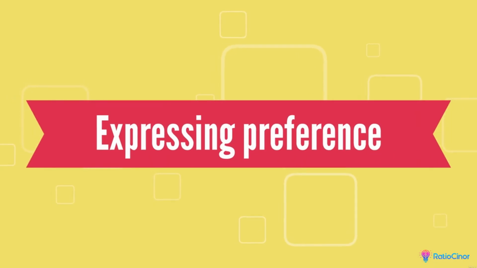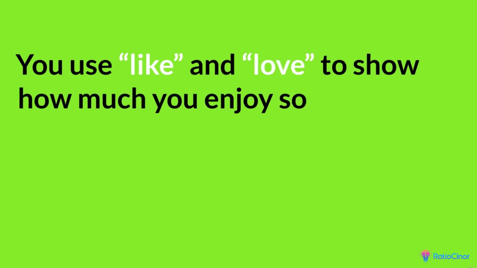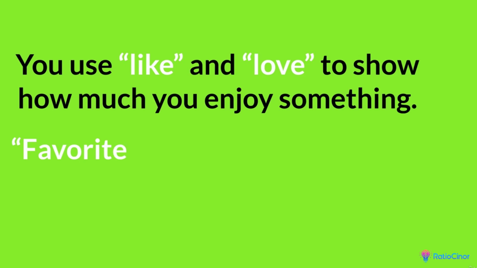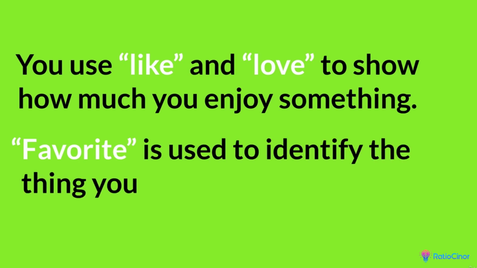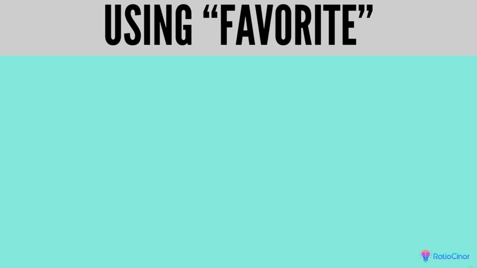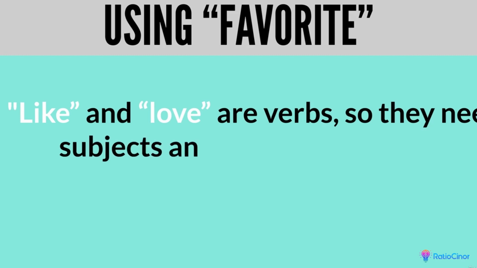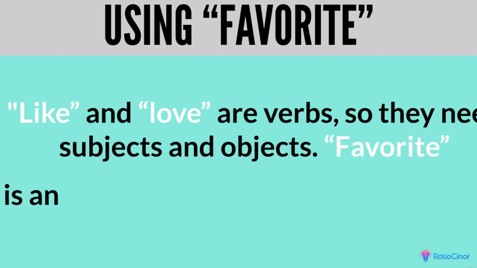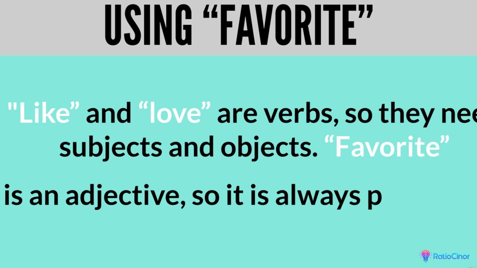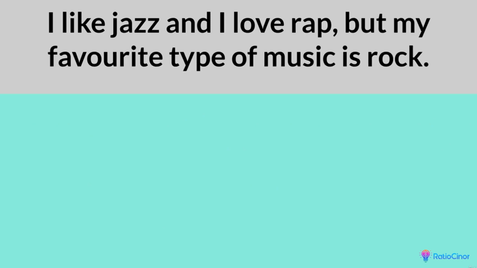Expressing preference. You use like and love to show how much you enjoy something. Favorite is used to identify the thing you love most in a group. Using favorite. Like and love are verbs, so they need subjects and objects. Favorite is an adjective, so it's always paired with a noun or gerund. I like jazz and I love rap, but my favorite type of music is rock.